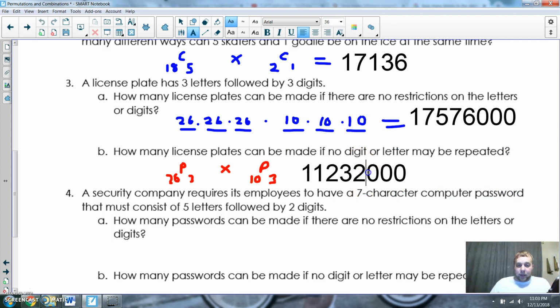Which kind of makes you think, there's got to be more cars than that out on the road. Oh, from every state. You think there's 11 million from every state? Because every state has a different license plate.